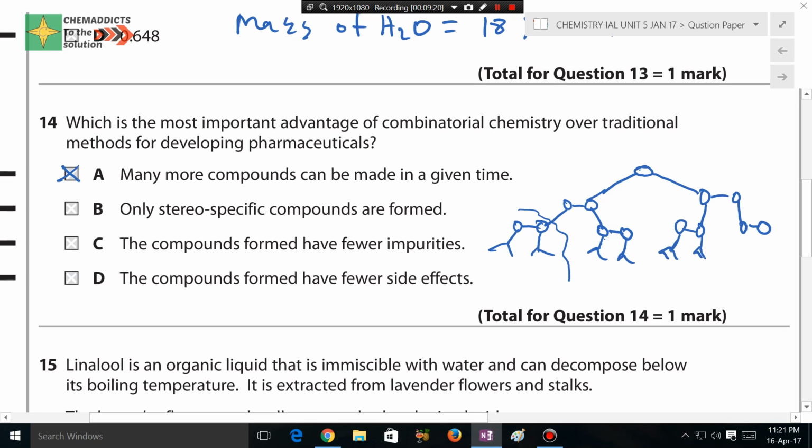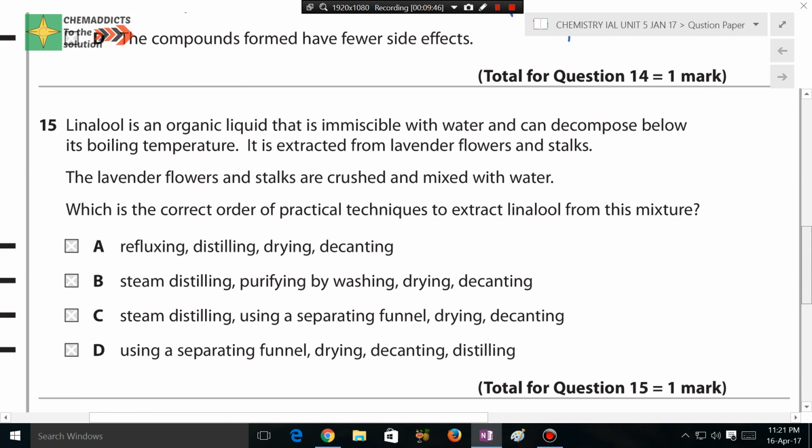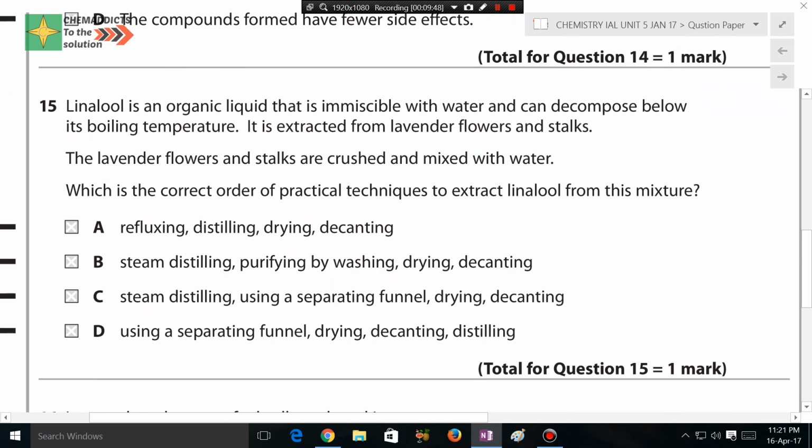The main objective of combinatorial chemistry is to synthesize multiple chemicals from one chemical. We form multiple chemicals, and we research the ones which are useful. We find which is useful. That's the spirit of combinatorial chemistry. Okay, now let's move on to the next one.